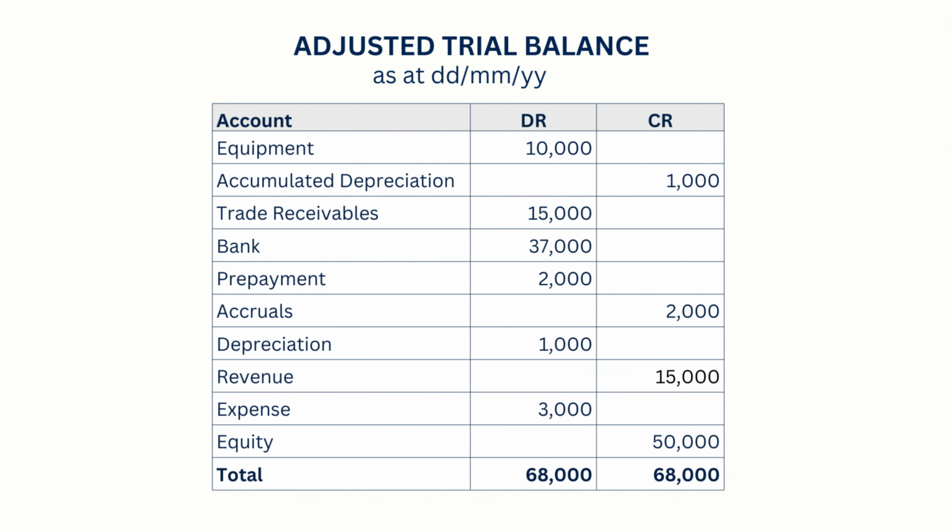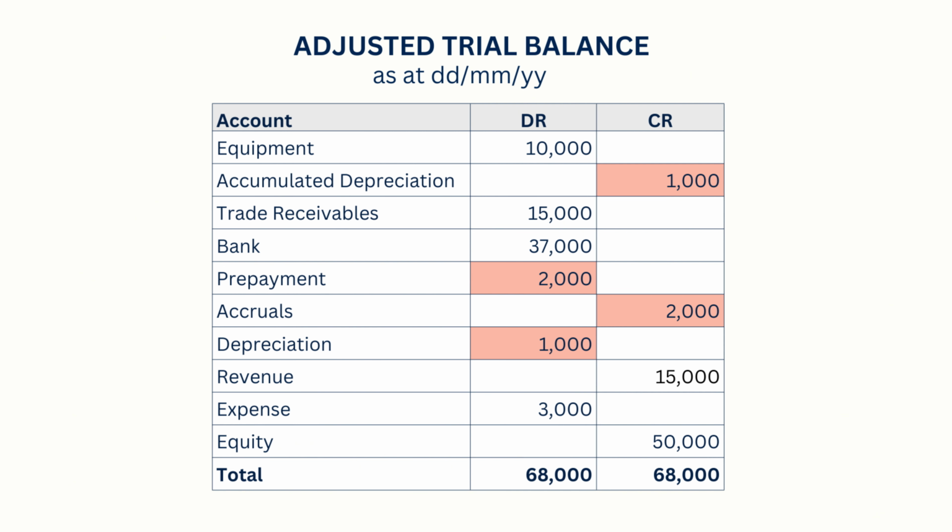After recording the adjustment journals, we prepare an adjusted trial balance. This includes all updated balances. Now we see additional accounts such as accumulated depreciation, prepayment, accruals, and depreciation expense. The adjusted trial balance now reflects the true financial position of the company at year-end. Total debits still equal total credits, in this case £68,000.